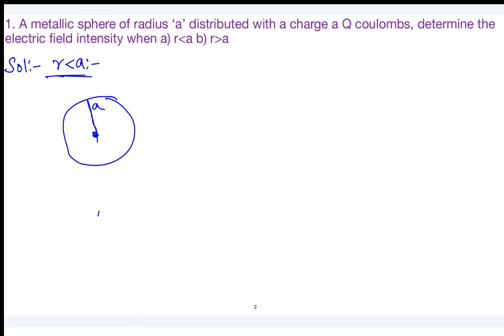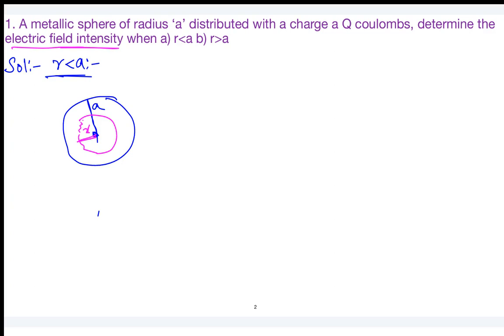So the first thing, what does the Gauss law say? As I mentioned to you, in any problem, if they are asking you to find out the electric field intensity, it is straight away the application of the Gauss law. So there is no second thought about it. If you want to find the electric field intensity, immediately apply the Gauss law.